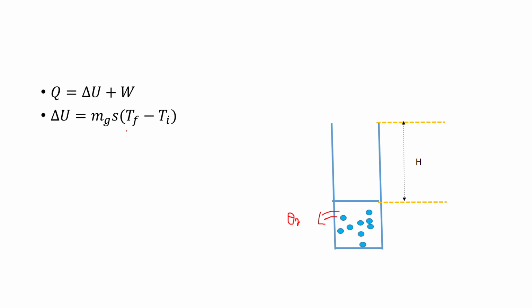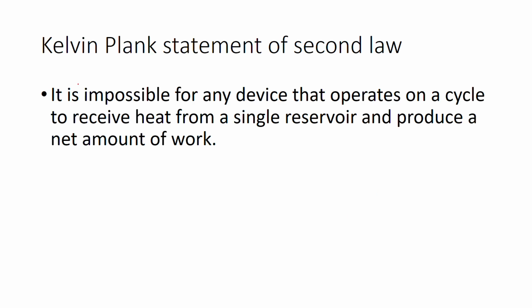So this is my basic explanation of the difference between the first law and second law, and the requirement of a heat engine and working fluid. Now for completeness, I have mentioned this Kelvin-Planck statement. This is the second law statement. It states that it is impossible for any device that operates on a cycle to receive heat from a single reservoir and produce a net amount of work, which was shown by my example. By heating the ball directly, we cannot move it. Almost this is what the Kelvin-Planck statement says.